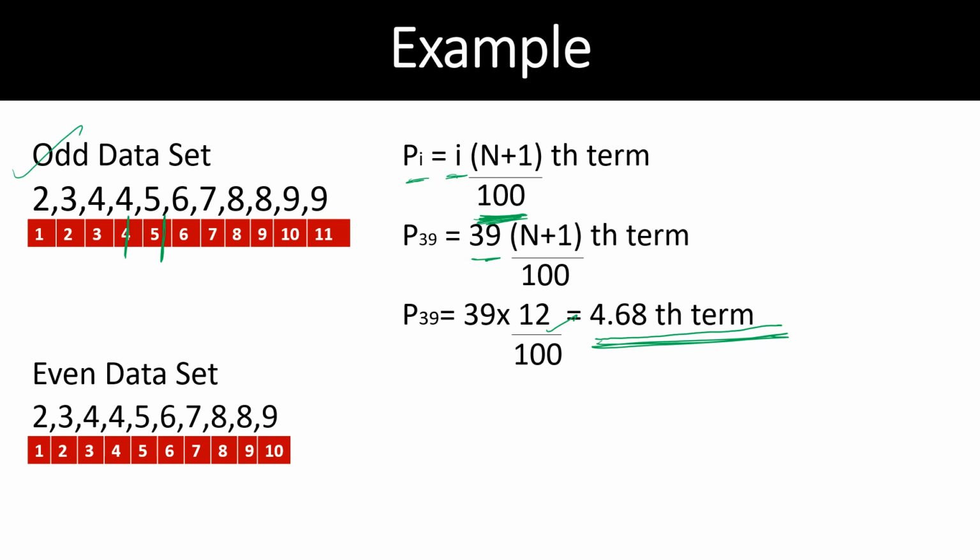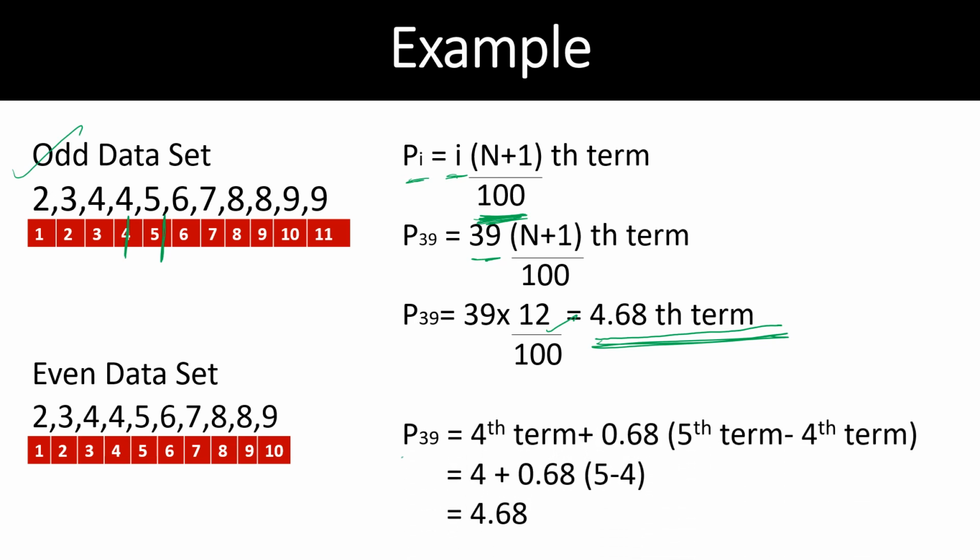So to calculate it, I need to use the formula: P39 is 4th term plus 0.68, and in bracket what you will do, 5th term minus 4th term. Now 4th term is 4 here, plus 0.68 times, 5th term is 5 and 4th term is again 4, 5 minus 4, which is 4.68. Our P39 is 4.68. Now you can practice as much as you can. You can calculate any percentile by using this formula.